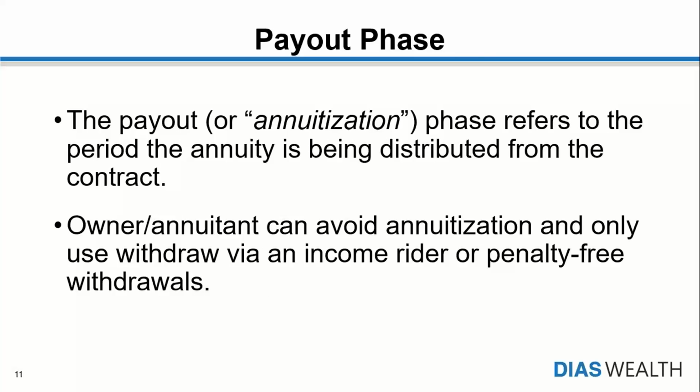So the payout phase, one word to summarize it, annuitization. It's the period that the annuity is being distributed from the contract. This second part is very important. So the owner annuitant can avoid annuitization and only use the withdrawal features from it via an income rider or penalty-free withdrawals. Let me explain that.